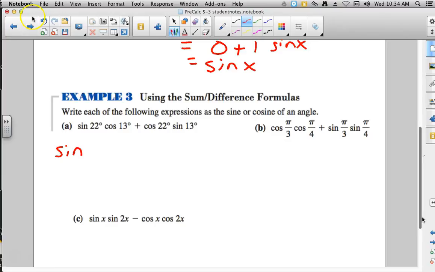And is it sine of u plus v or u minus v? That's right, because with sine you get to keep the sign. Well, what are the two obvious things that are going to be your u and v? 22 and 13.